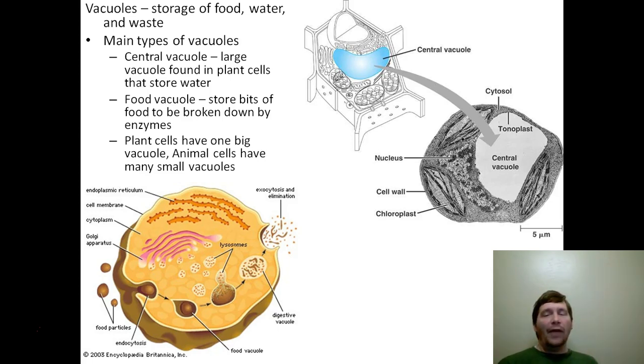Now, vacuoles is one of the big places where plant cells and animal cells are different from each other. Plants have a cell wall, animals don't. Plants have chloroplasts, animals don't. Plants have one big vacuole, animals have bunches of little vacuoles. So both plants and animals have vacuoles, but plants have a great big one, animal cells have a bunch of little ones. Last organelle, hooray!